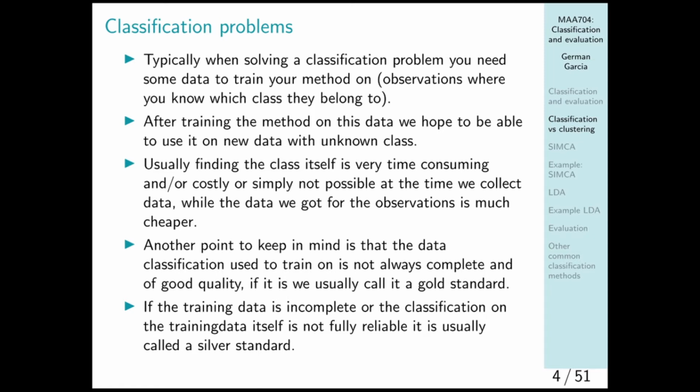Another thing we must keep in mind is that the data classification used to train is not always complete and is not always good quality. If it's good quality and it's complete, we will call it a gold standard, but that's something that is bound not to happen most of the time. Finally, if the training data is incomplete or the classification of the training data is not fully reliable, we will call it a silver standard. Wants to be gold, not quite there.